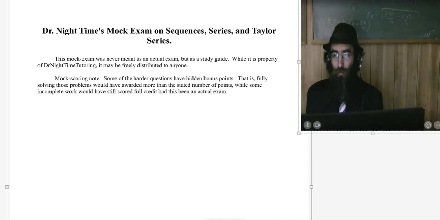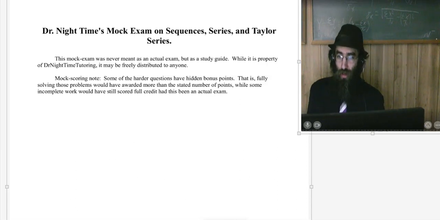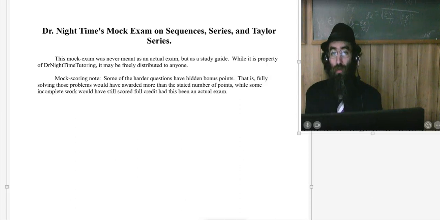Quick note. Yes, this is a mock exam. I'll read the title sheet off. This mock exam was never meant as an actual exam, but as a study guide. It is the property of Dr. Nighttime Tutoring. It may be freely distributed to anyone. Mock scoring note: some of the harder questions have hidden bonus points. That is, fully solving these problems would have awarded more than the stated number of points, while some incomplete work could still have scored full credit had this been an actual exam.